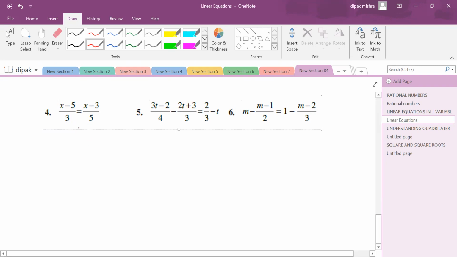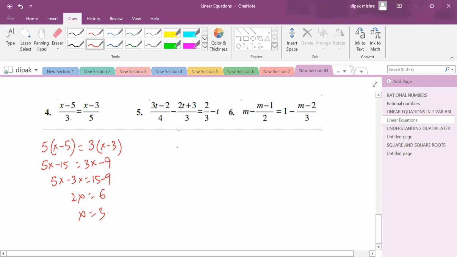Now these kind of questions here, the variable and numbers are combined and divided by a number. So what we can do is cross multiply this, and what are we getting? You cross multiply 3 with x minus 3. So 3 times x minus 3 is equal to 5 times x minus 5. So 5x minus 15 is equal to 3x minus 9. So 5x minus 3x is equal to 15 minus 9, which is 6. So 2x is equal to 6. x will be equal to 3. Okay.